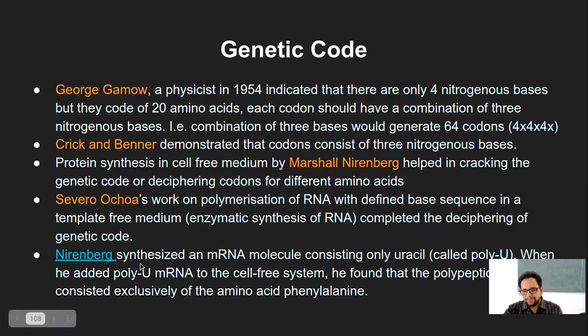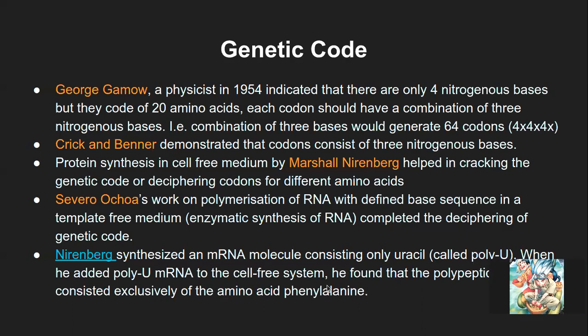And this way Nirenberg identified that the codon UUU codes for phenylalanine. Similarly, he did this for the different possible combinations, and that way he identified the different codons for the amino acids. So that is just one small example that is given.